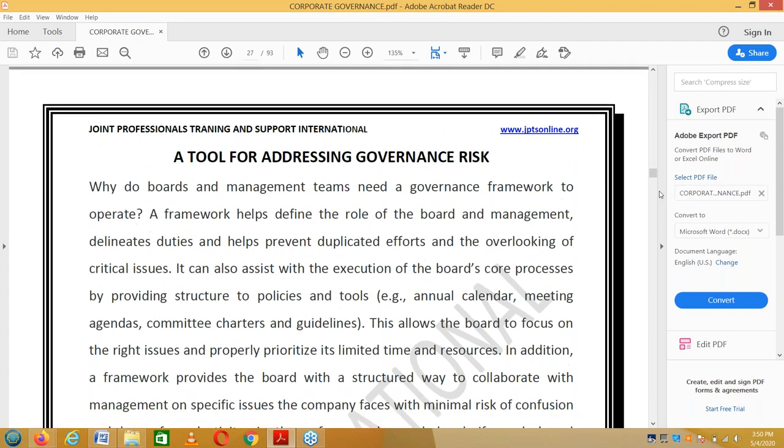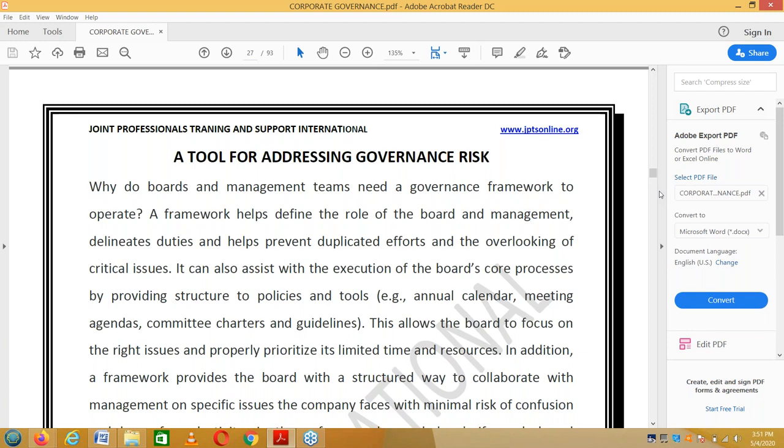Let's look at a tool for addressing governance risks. In the importance of corporate governance, we talk about lowering risks, that corporate governance mitigates or reduces the amount of risk that is involved within the company, in times of scandals, fraud, criminal liability of the company, and every other one. Now, a tool for addressing governance risks.